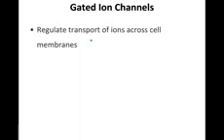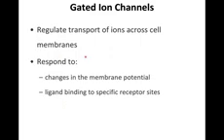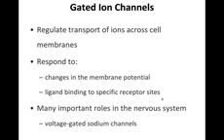So the function of gated ion channels is to regulate transport of ions across cell membranes. Specifically, these gated ion channels respond to changes in the membrane potential or ligand binding to specific receptor sites. There are many important roles in the nervous system for these gated ion channels. For example, voltage-gated sodium channels are important in neuronal signaling.